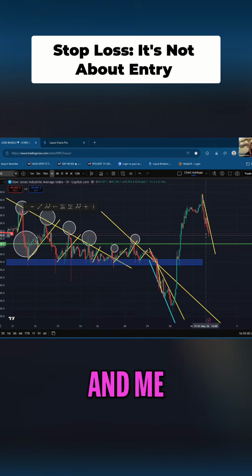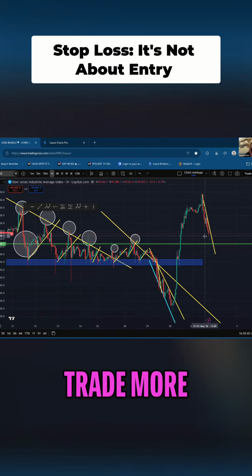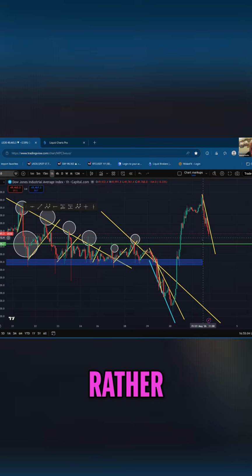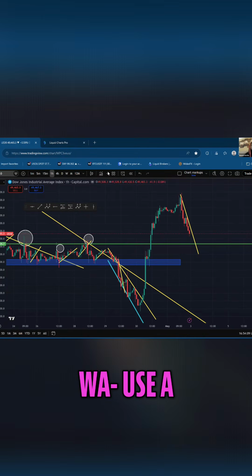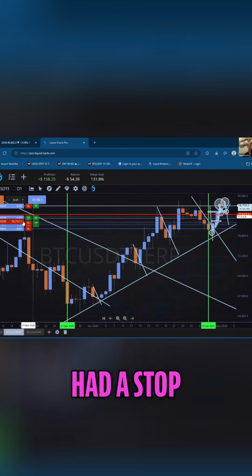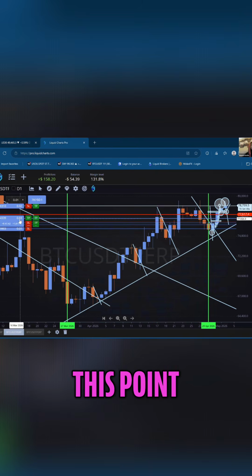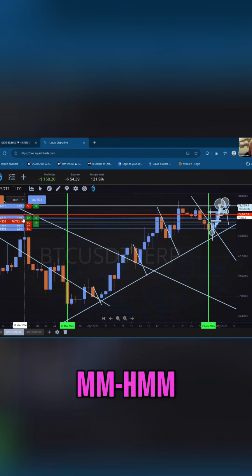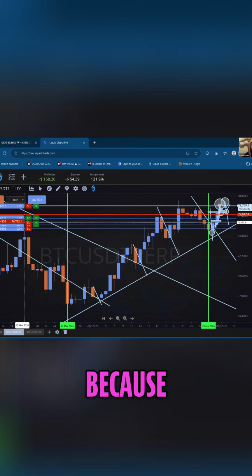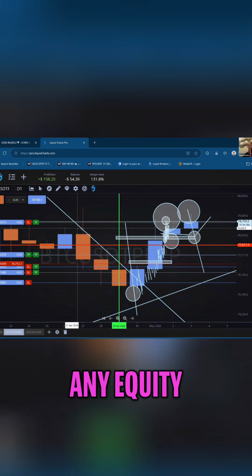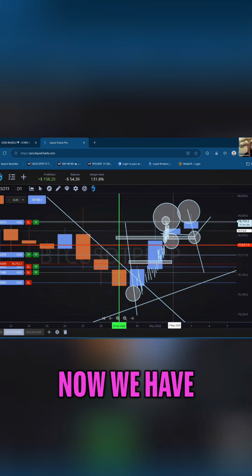The new traders, and me included back then, I would trade more of my P&L rather than the setup. If I was to use a stop loss, you know how I had a stop loss here on this point, oh 0.03 position, because at this point that account was like 87 to 90. At that point, oh 0.03 was my biggest position because we just didn't have any equity yet. Now we have equity in the game.